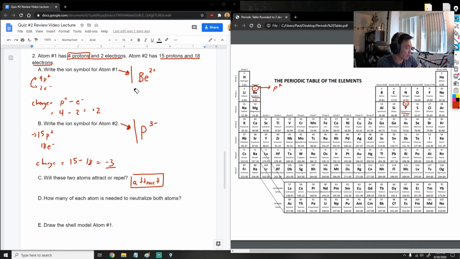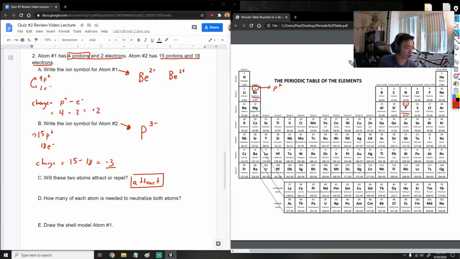Alrighty, so now we need to figure out how many of each atom we need to neutralize both. If you notice, Be is 2+ and P is 3 minus, and we want to figure out how we can balance these out so that they can go to 0. So +2, -3, which one is a bigger number? -3, right? There's more negative energy. So that means I'm going to have to add another Be2+ in order to balance that out.